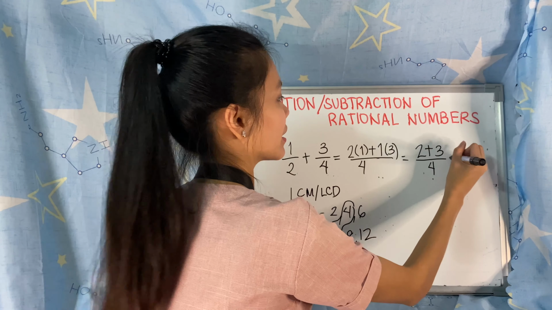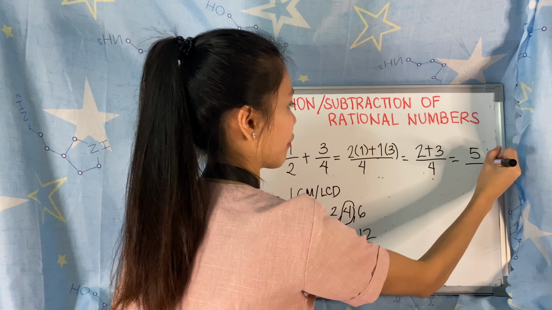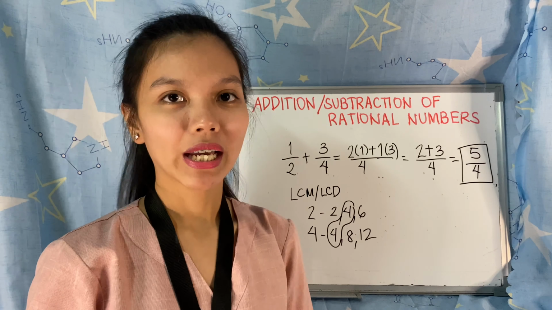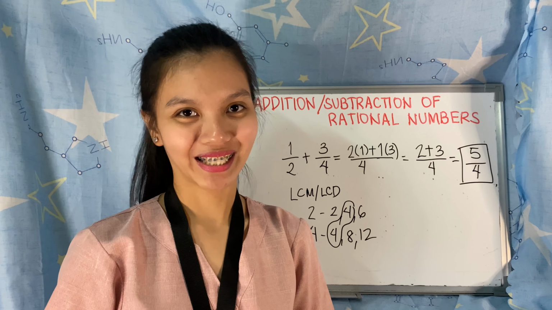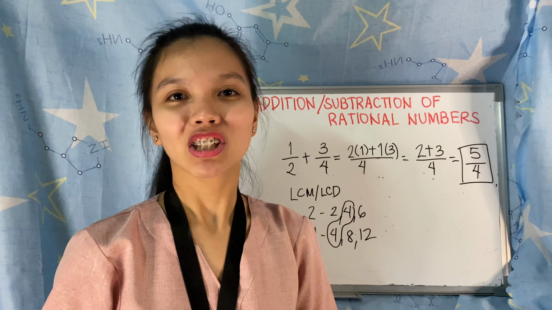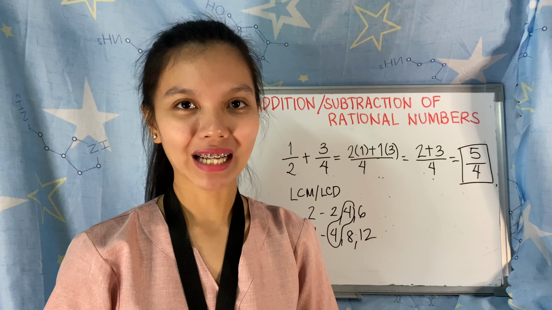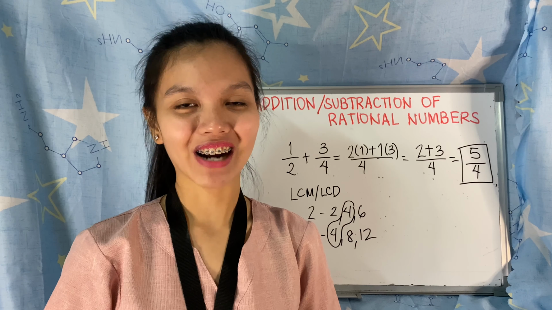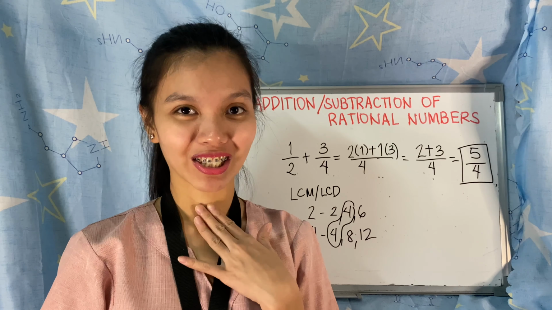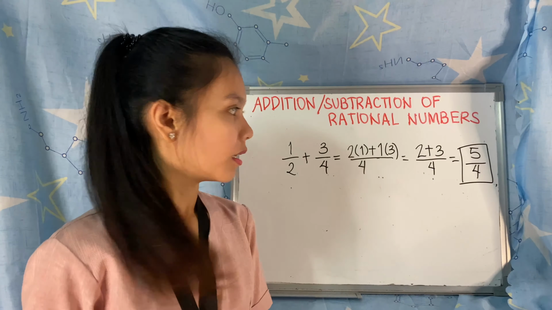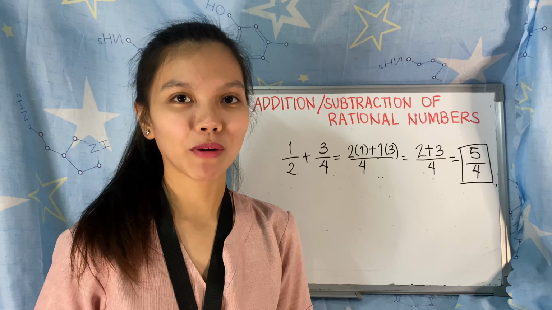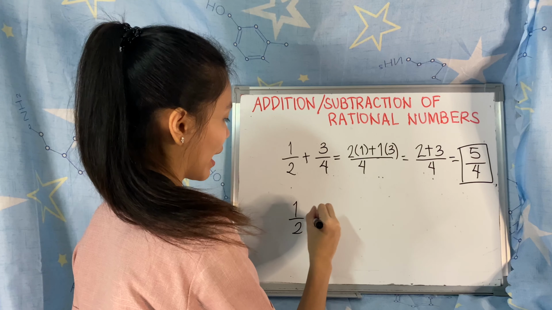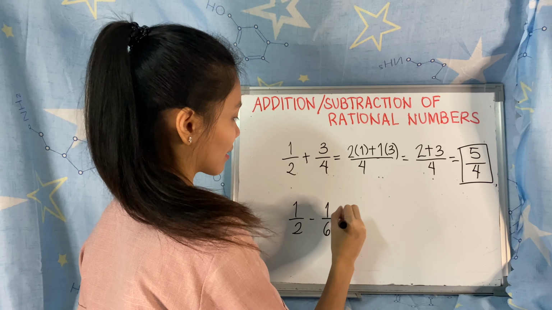So, 2 plus 3, that is 5. Therefore, the sum of our given rational number is 5/4. Yes, so dapat pareho muna ang denominators bago tayo mag-add o mag-subtract ng rational numbers. Okay, so for the next example, we are going to get the difference of 1/2 and 1/6.